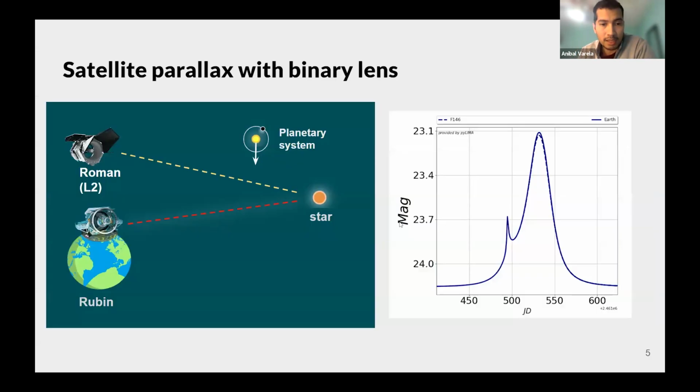And one thing more is that the events that we study in this work are events observed from two different positions. With this, one can use something called satellite parallax to estimate the parallax in the system, and with that, using microlensing theory, one can break degeneracies and estimate the mass of the lenses.